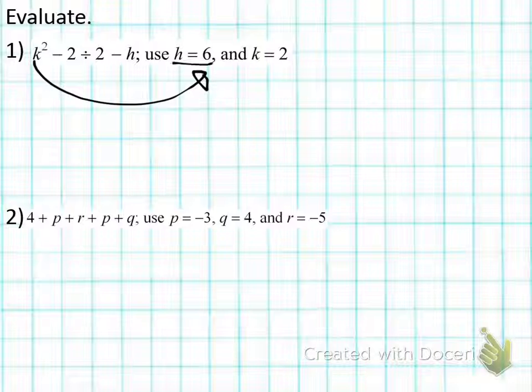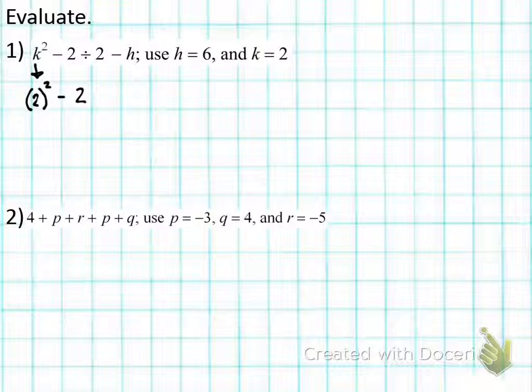So we know that h is equal to 6, and k is equal to 2. Whenever I see k, I'm going to replace it with 2. So looking here, we have k squared. We want to replace k with 2, and we're going to put it into its own parentheses. So it's really like saying 2 squared minus 2 divided by 2 minus h. Over here, h is equal to 6. So instead of h, I'm going to use 6, and I'm going to put 6 into its own parentheses.